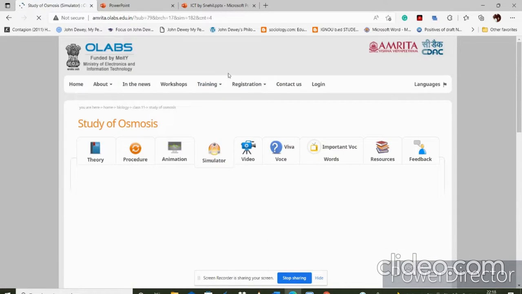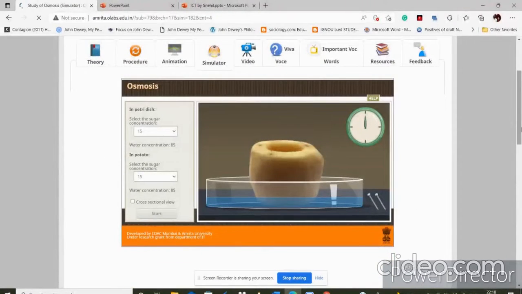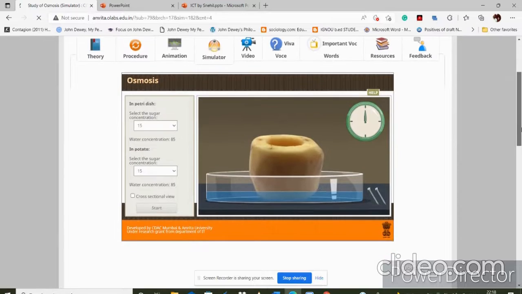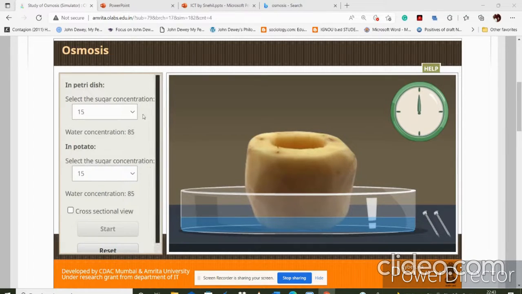Then the most important section here is the simulator. This is the section where we will perform the experiment. This is the simulator for the potato osmometer. In this, they have provided us a potato, a clock, and a few pins. On this side, you can see that you can change the variables. Here we can change the sugar concentration inside the petri dish, and we can also change the sugar concentration in the potato. For example, I am choosing 25 for the petri dish.